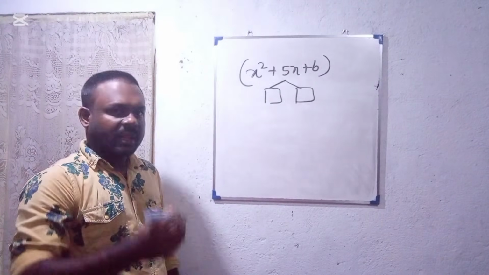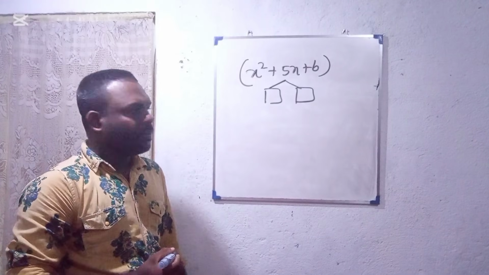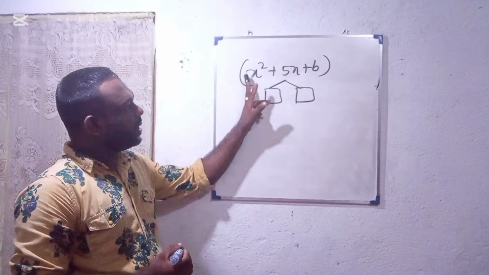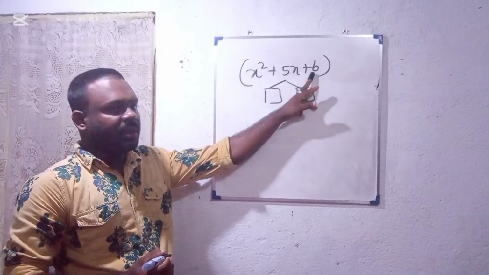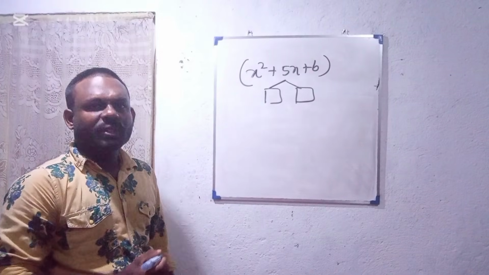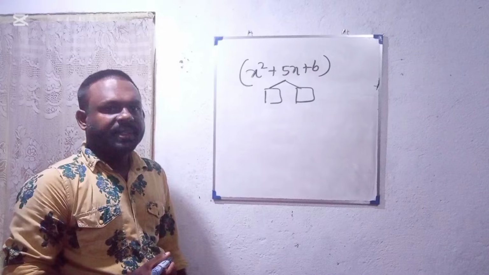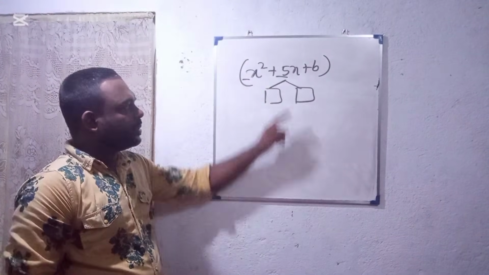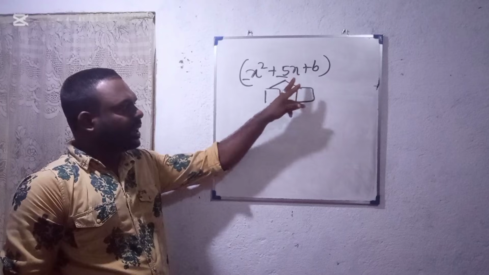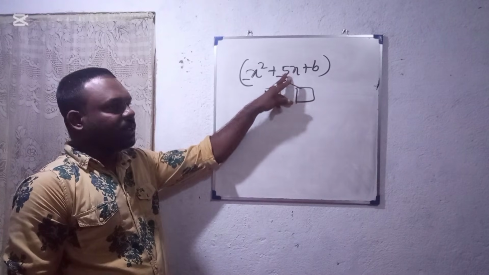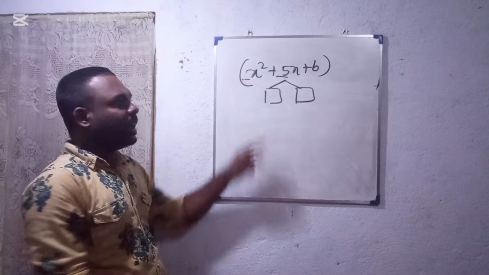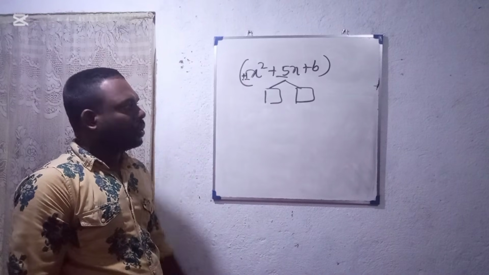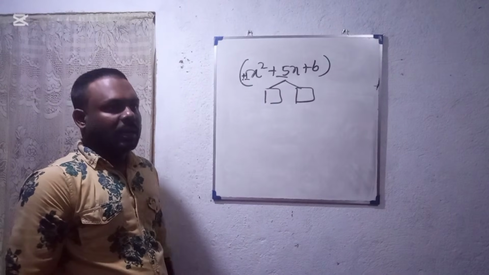Now we'll see there are a few steps to be followed. First, get the product of the x squared coefficient with the constant. What is the coefficient? The front number of the algebraic term. 5x, 5 times x: the coefficient is plus 5 here, and plus 1 here. So get the product.